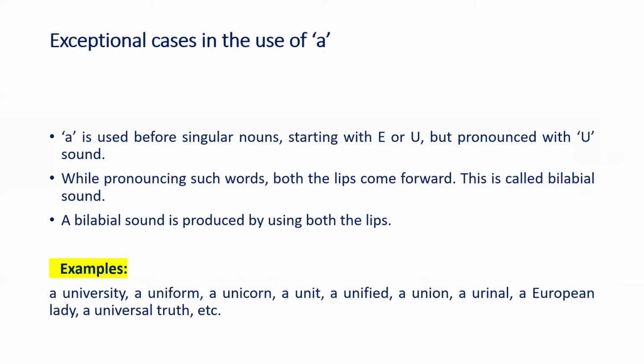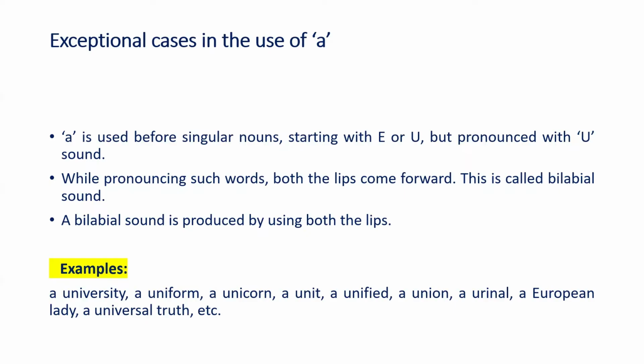There are a few exceptional cases in the use of a. So just understand. A is used before singular nouns. Singular nouns means cow, boy, cat, pen, pencil, like that. With E or U, but pronounced with U sound only. While pronouncing such words, both the lips come forward, and this is called bilabial sound.